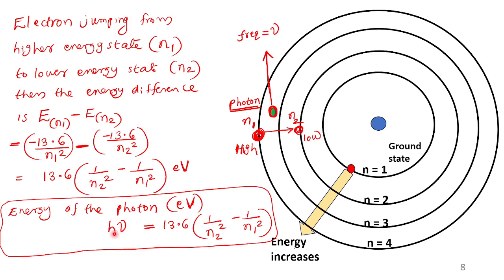The energy of the emitted photon is h mu, where h is Planck's constant, which we have already studied: 6.63 into 10 raised to minus 34 joule second. So the emitted photon will have an energy h mu, which is equal to 13.6 into (1 by n2 square minus 1 by n1 square). Please read this, except the derivation.